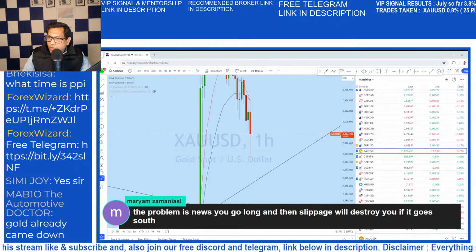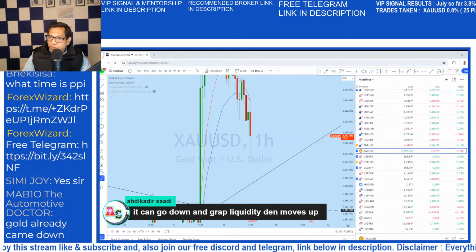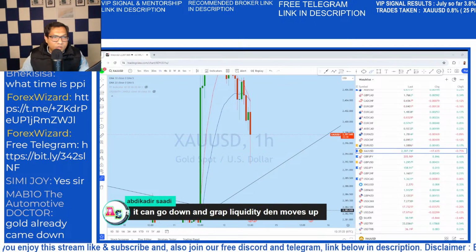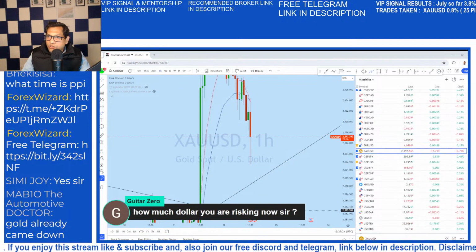Can go down, grab liquidity, move up. Okay, so a very good prediction. How much dollars are you risking now, sir? Okay, it depends on. I normally risk 1%.